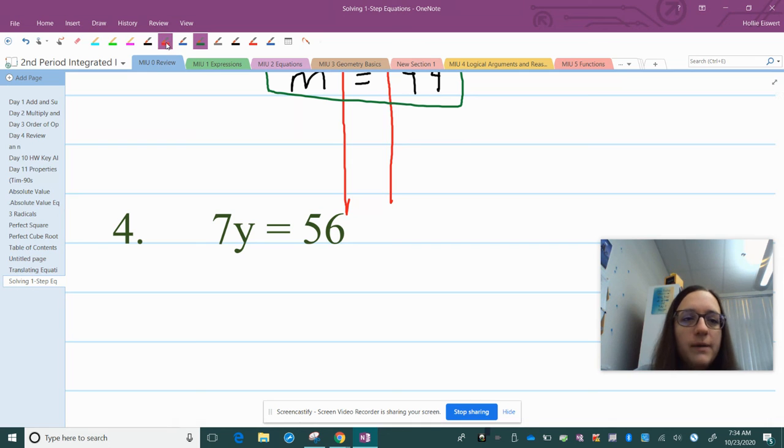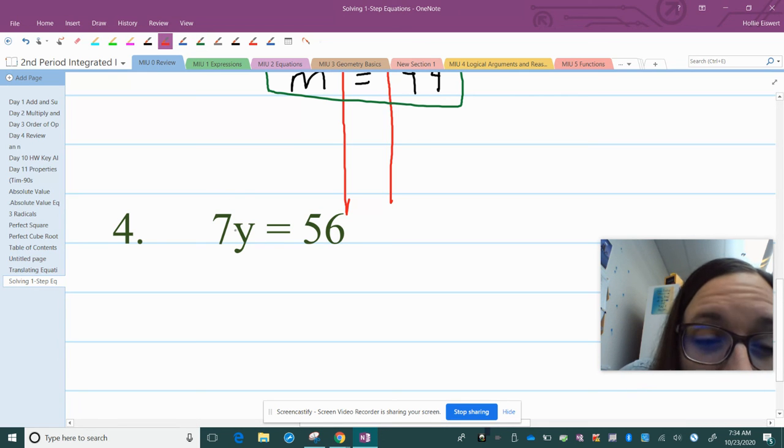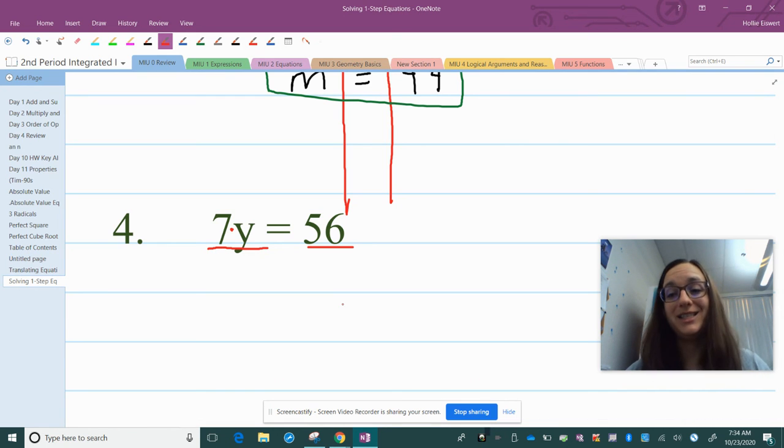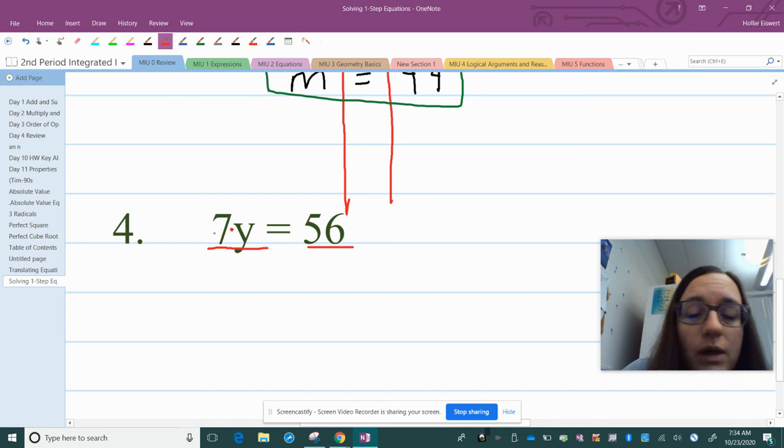Ooh, okay, be careful. What operation is between the 7 and the y if they're right next to each other? Multiplication. Okay, so there is multiplication there. So in order to get rid of the multiplication, we use that inverse operation, which is division. Now, helpful: if we write division like a fraction, sometimes our answers will be fractions, and then we leave it as a fraction. That's fine. Although this one's going to work out nicely.